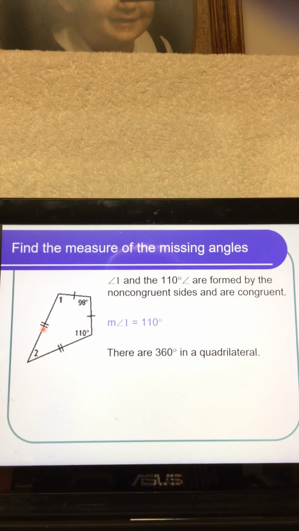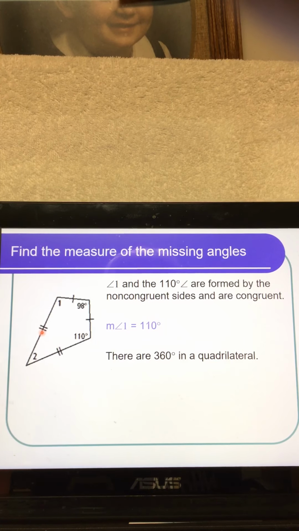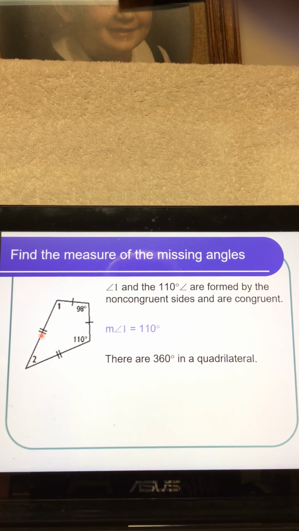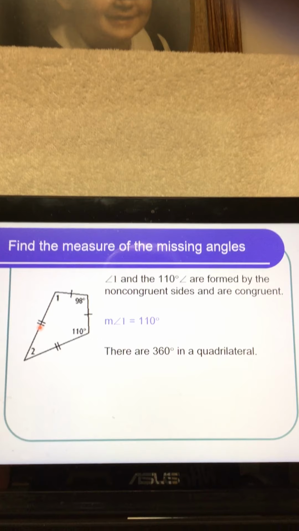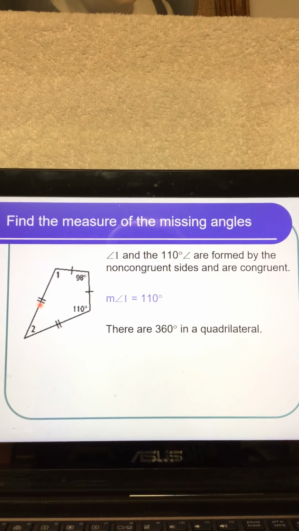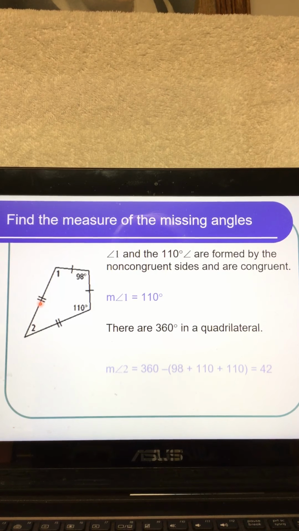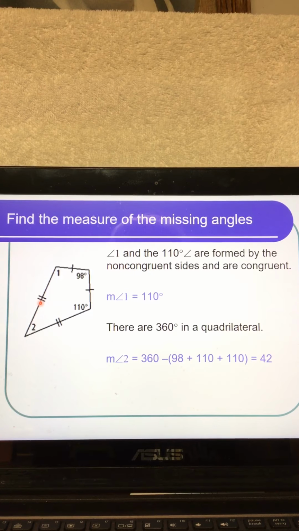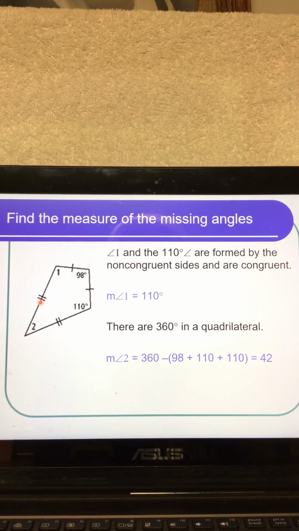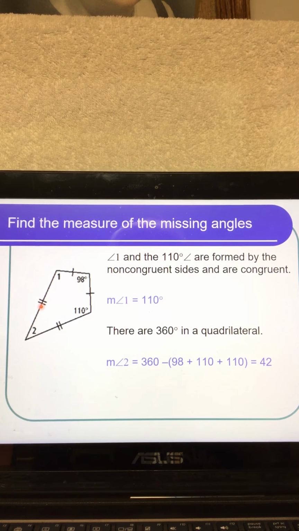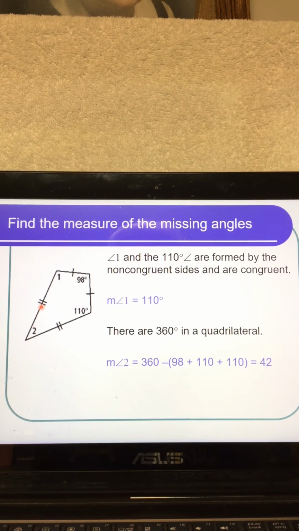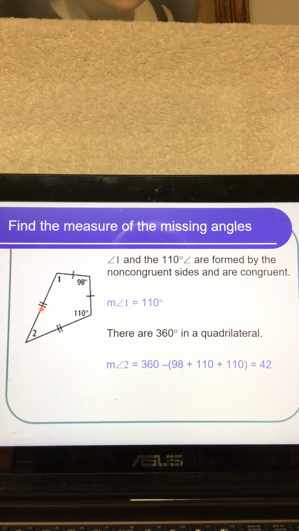You need to remember that a quadrilateral has 360 degrees in it. And so if I know three of the angles, I should be able to find the measure of the fourth angle. So the measure of angle 2 would be whatever 190 plus 110 plus 110 would be. I would subtract that from 360 and get 42.